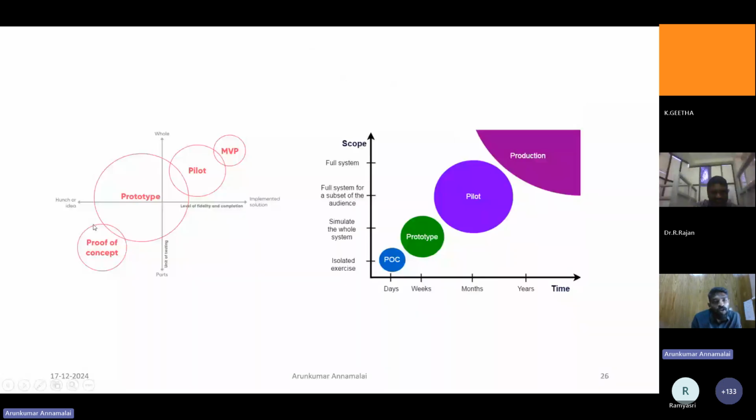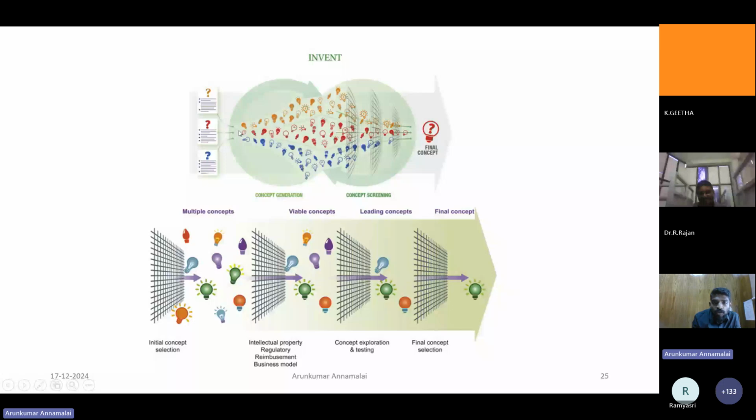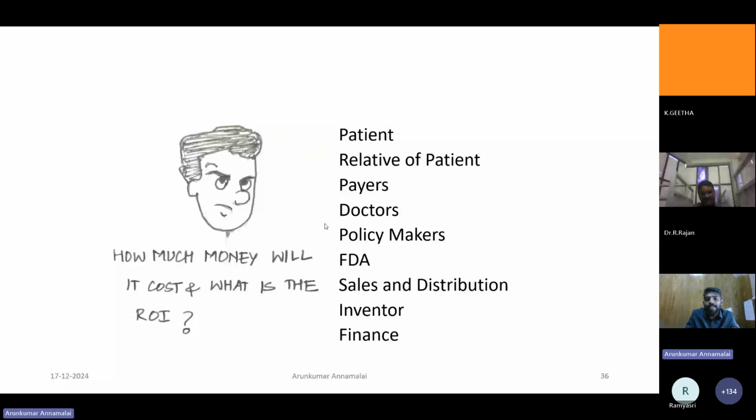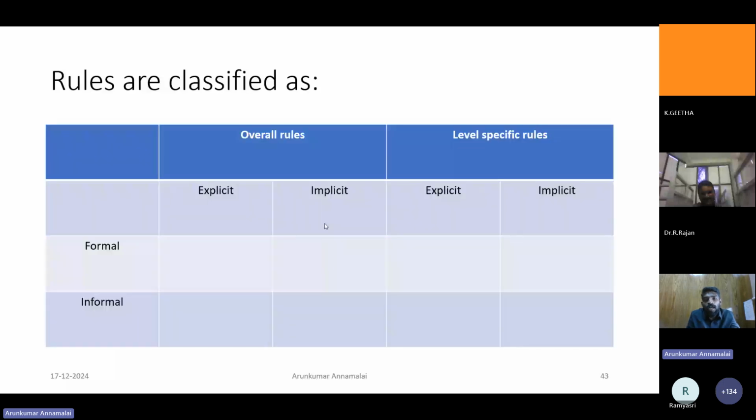Some of the level rules apply to the prototype. Some rules apply to the pilot stage. Some apply to the minimum viable product stage, right? Some rules are very specific to funding approaches. Some rules are very specific to intellectual property basics. So you have an enormous number of rules governing your innovation in healthcare using AI. Some are explicitly stated rules, some are formal rules, some are not explicitly stated, some are implicit.